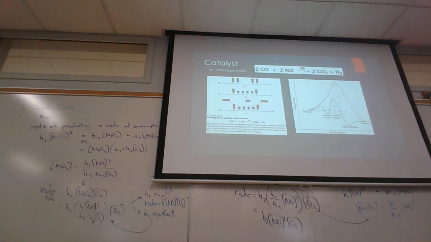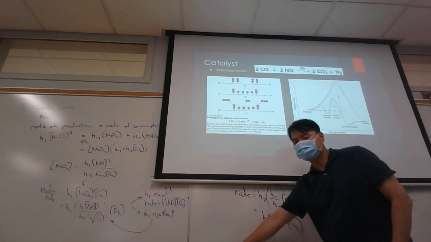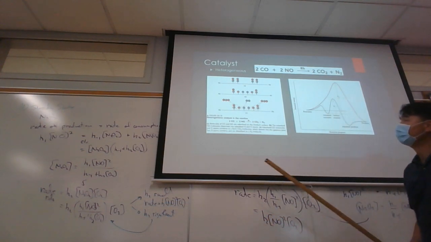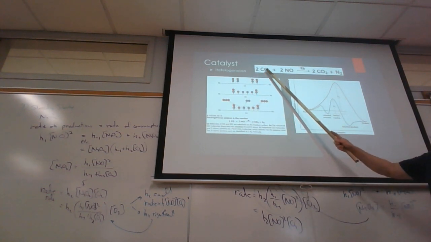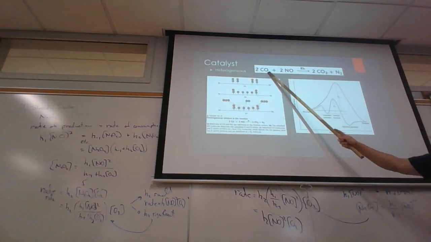Catalysts provide an alternate mechanism for reaction. And so let's take a look at some catalysts. Those were the two scenarios for mechanisms that we look at. This is what we call a heterogeneous catalyst. So this is the catalytic converter in a car.